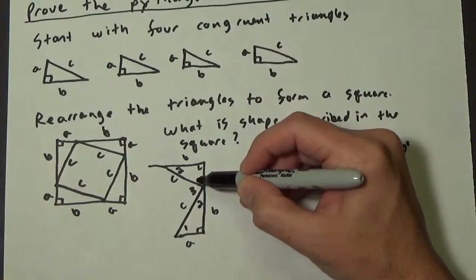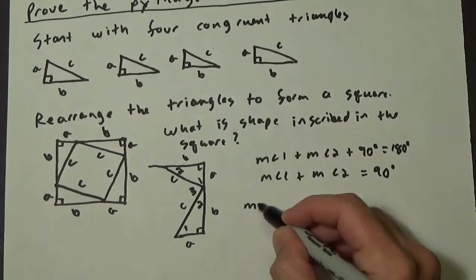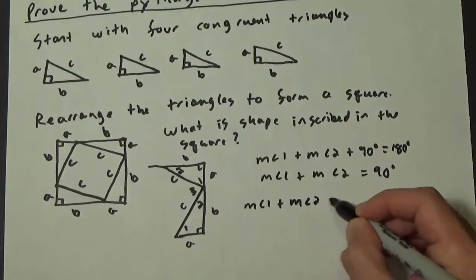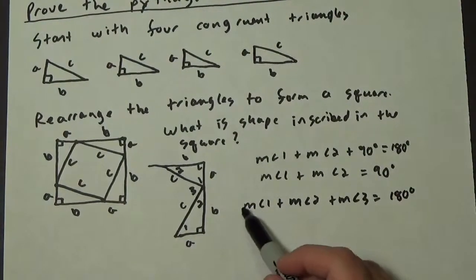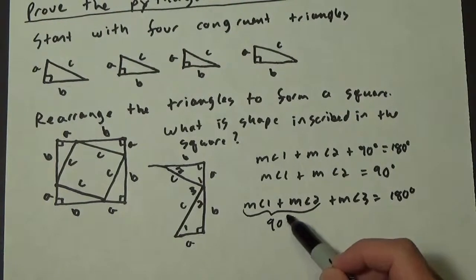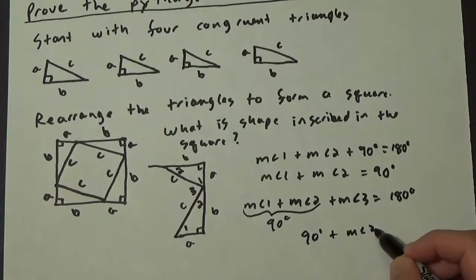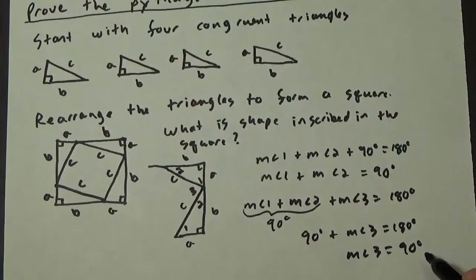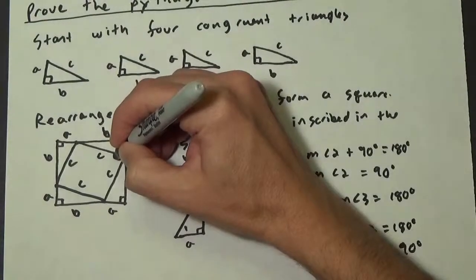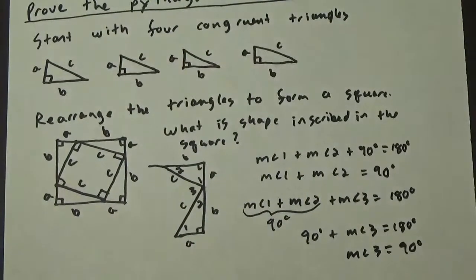So we know that the measure of angle 1 plus the measure of angle 2 plus the measure of angle 3 has to add up to 180 degrees. So if the measure of angle 1 plus the measure of angle 2 is 90 degrees, that means we have 90 degrees plus the measure of angle 3 is 180 degrees. So the measure of angle 3 is 90 degrees. So if that angle here is 90 degrees, well, that means all of these are 90. And so that inside triangle, or that inscribed figure, is a square.